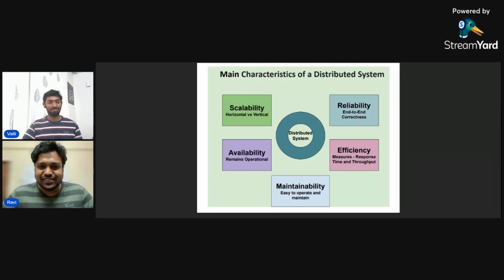Going into the characteristics, all these scalability. It was a very nice background, actually.